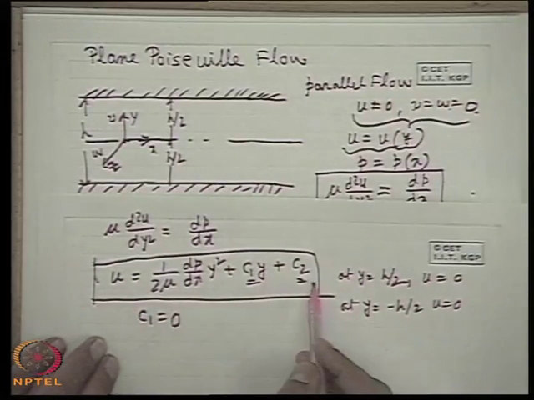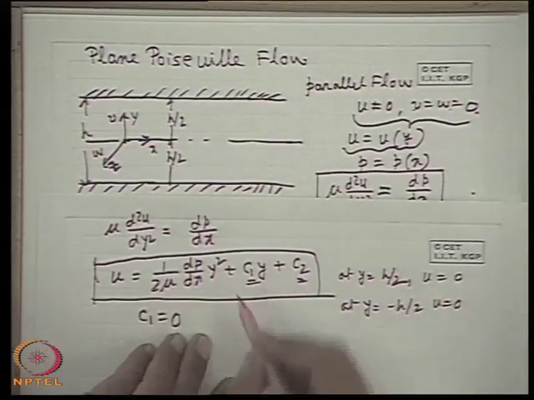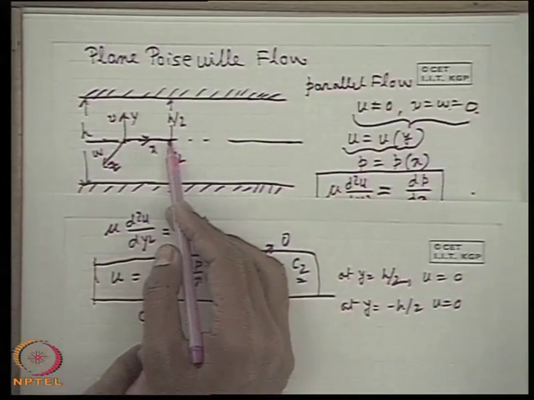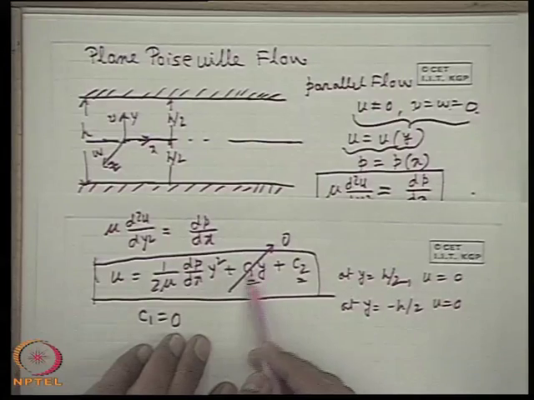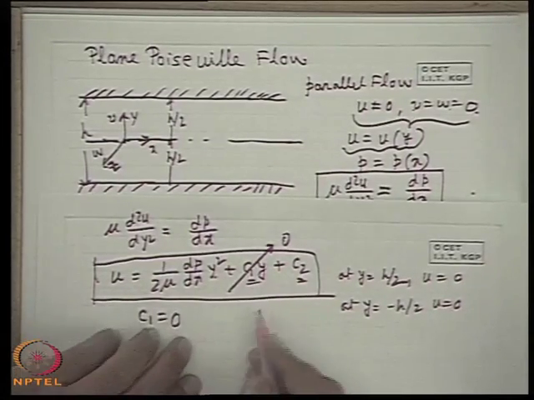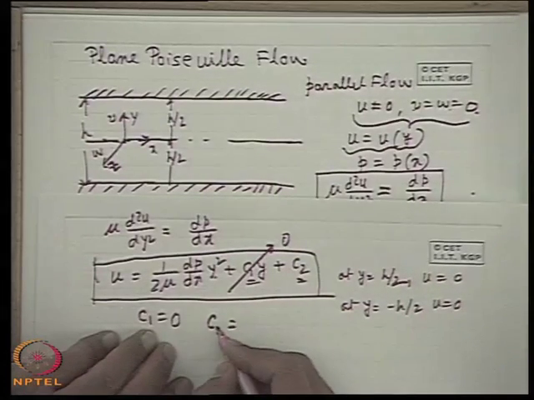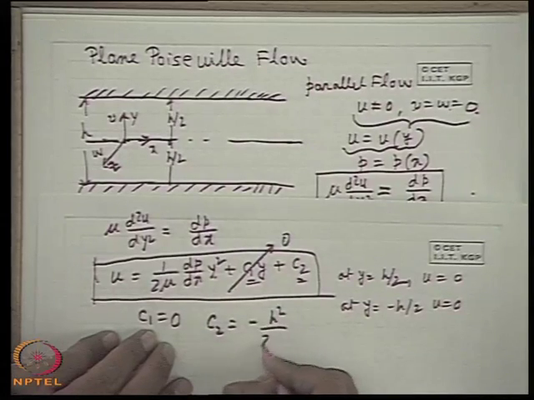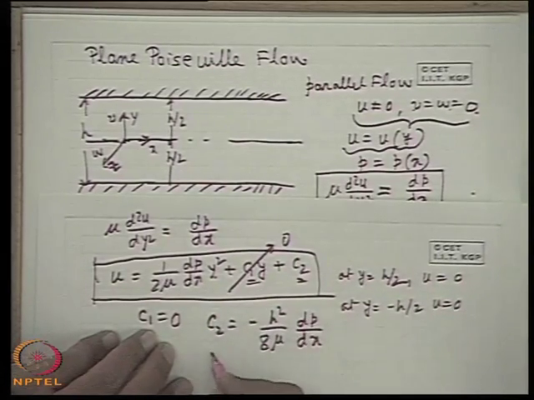From first inspection, C1 cannot be there, because this is symmetric about the x axis. That means there should not be any term containing an odd power of y. So, therefore, C1 has to be 0. But if you put these boundary conditions, you will also get C1 equal to 0. And C2, if you put any one of these boundary conditions, C2 is minus h square by 8 mu into dp/dx. So, this is the value of C2.